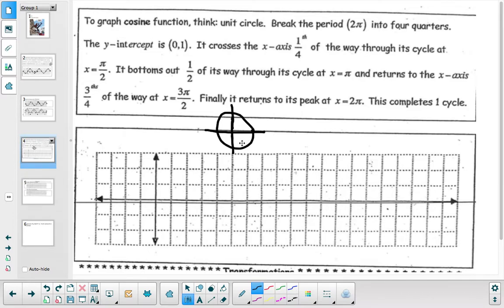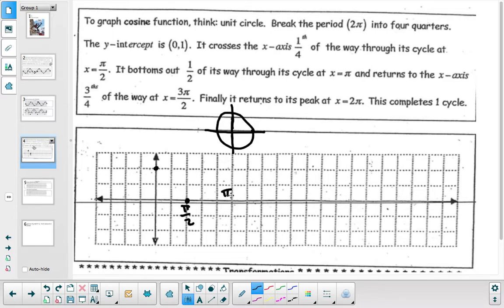So key points here is it starts at 1, and then at pi over 2, the x value is 0 on the unit circle. The value of cosine is 0 at pi over 2.